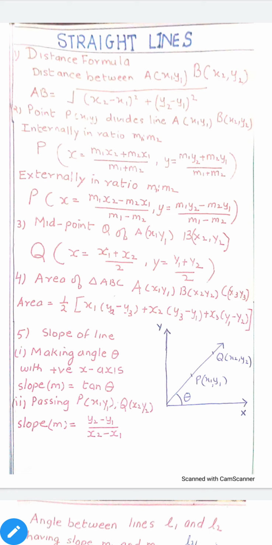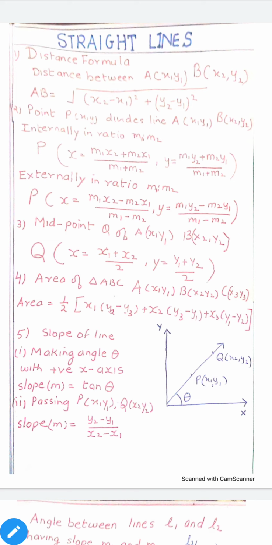Section formula is, for internally, x is equal to (m1 x2 plus m2 x1) upon (m1 plus m2). Y is equal to (m1 y2 plus m2 y1) upon (m1 plus m2). Externally, (m1 x2 minus m2 x1) upon (m1 minus m2), and (m1 y2 minus m2 y1) upon (m1 minus m2).